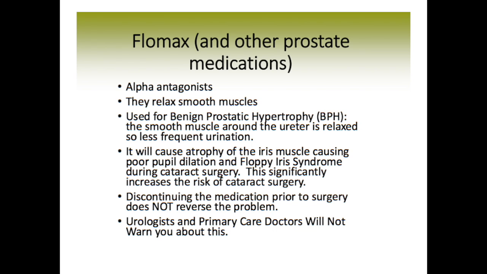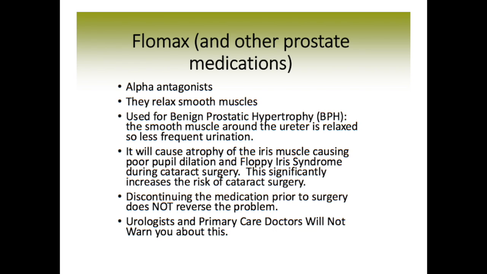And so what has become very common is to use a class of medication called alpha antagonists, which relaxes smooth muscle, and it relaxes the smooth muscle around the ureter so that there is less frequent urination. The most popular and strongest one of this category is called Flomax. There are several other varieties, other brand names of alpha antagonists.